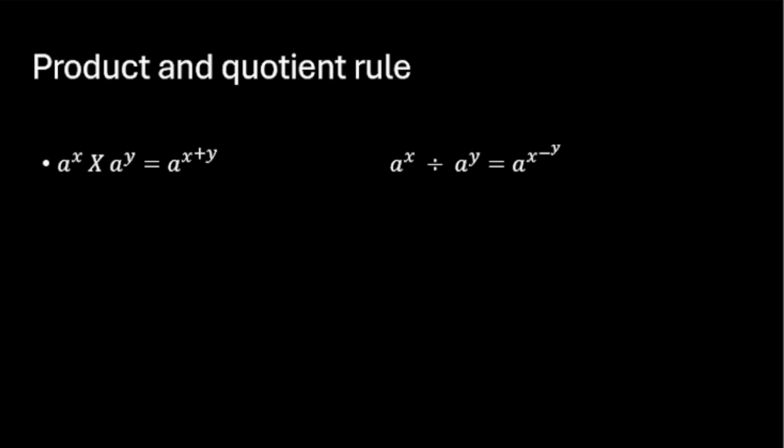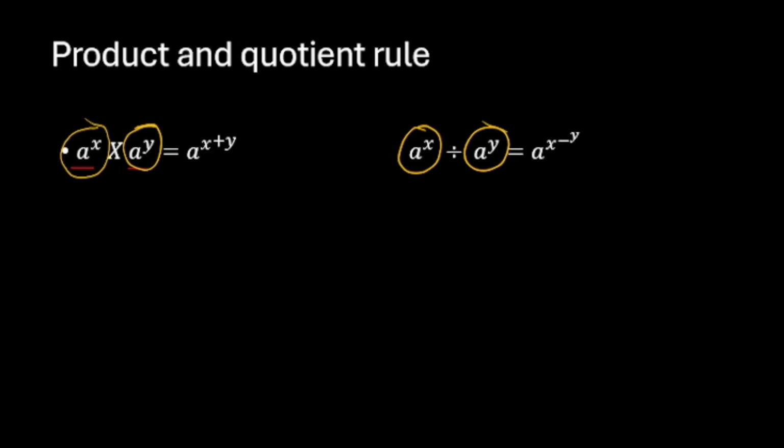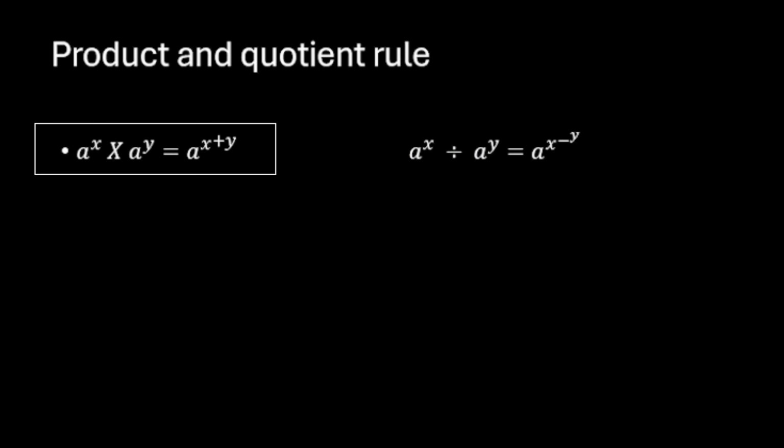So the product rule, for it to work, it only works if the powers have the same base. So these are the powers. This is a power, and this is a power. The product rule only works if the two powers that I'm multiplying have the same base. That's when we apply the product rule. So let's apply it. This equation is for the product rule.